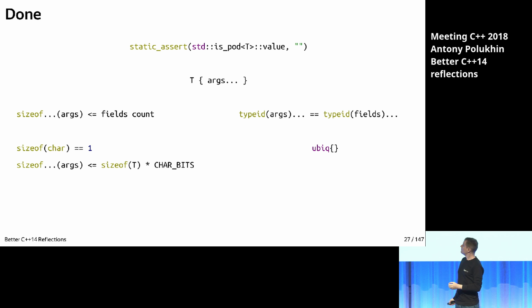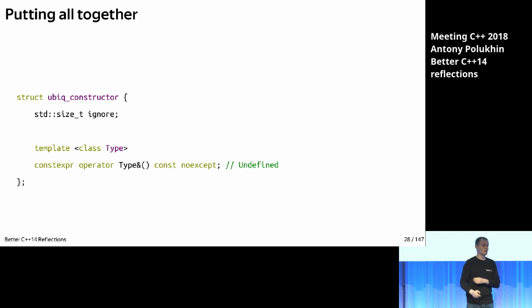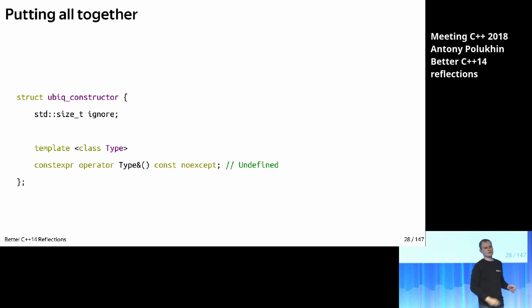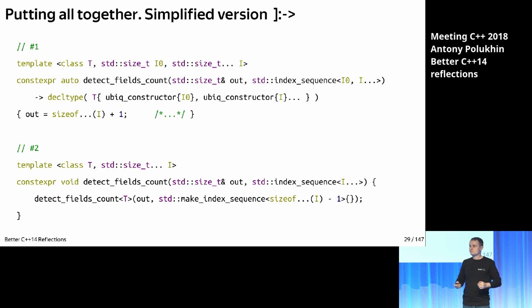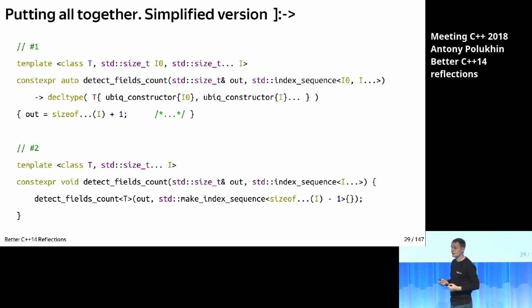Now, how would it look in code? We slightly modify our structure ubic to be more usable in template expansion packs. We just added an ignore variable here. After that, the whole implementation is just two functions. We got two functions, detect fields count. Well, both of them have the name detect fields count.